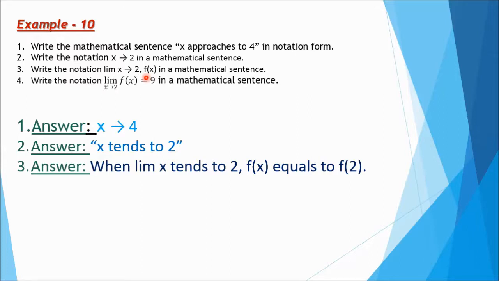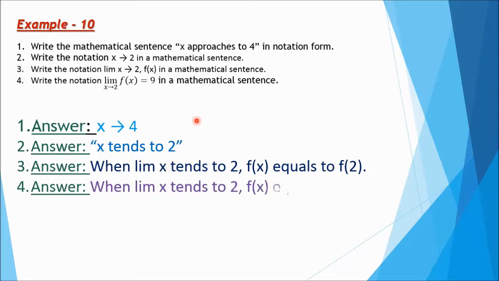Now write this notation in a mathematical sentence. You can see the answer: when limit x tends to 2, f(x) equals 9. Now here its value is given, so we can write 9. Here the value is not given, so I have to write f(x) equals f(2). We have to replace the value ourselves.